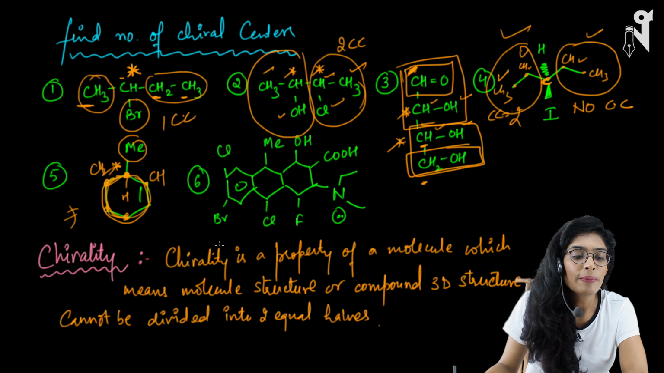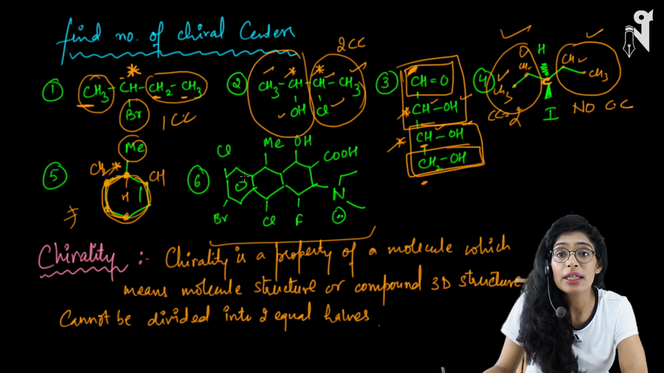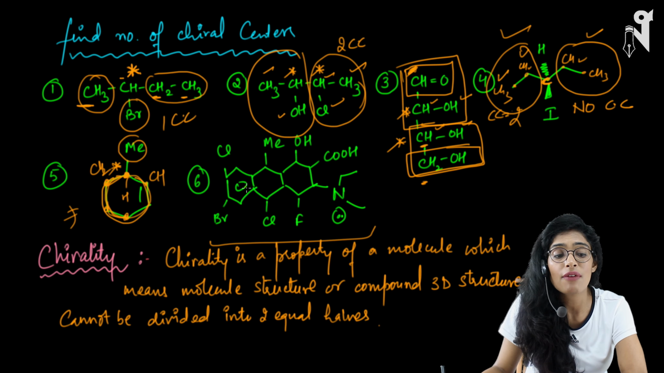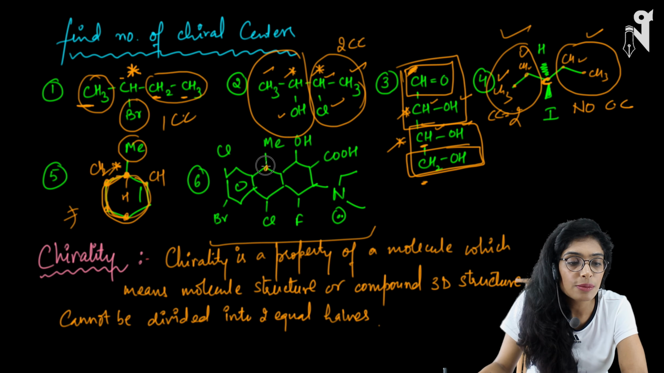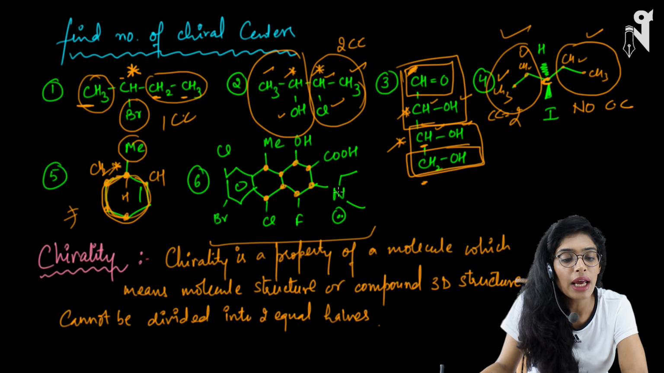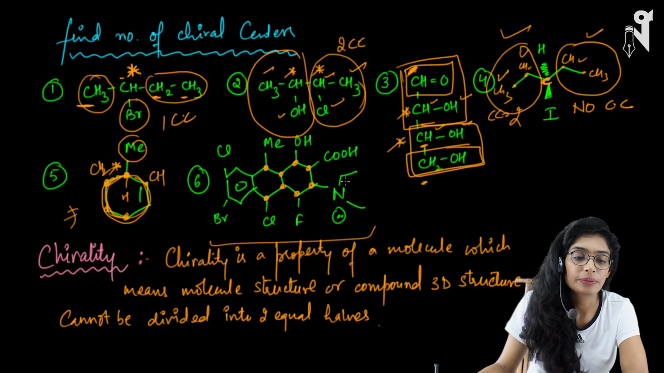Now look at this compound. In this compound, let's figure out the chiral centers. We will not check for benzene because it is sp2 hybridized. We have to specifically check for sp3 carbons. So this is one sp3 carbon. This is another sp3 carbon. This is also sp3. This is also sp3. This is sp3. This is sp3. This is sp3. This is sp3, and this nitrogen is sp3.